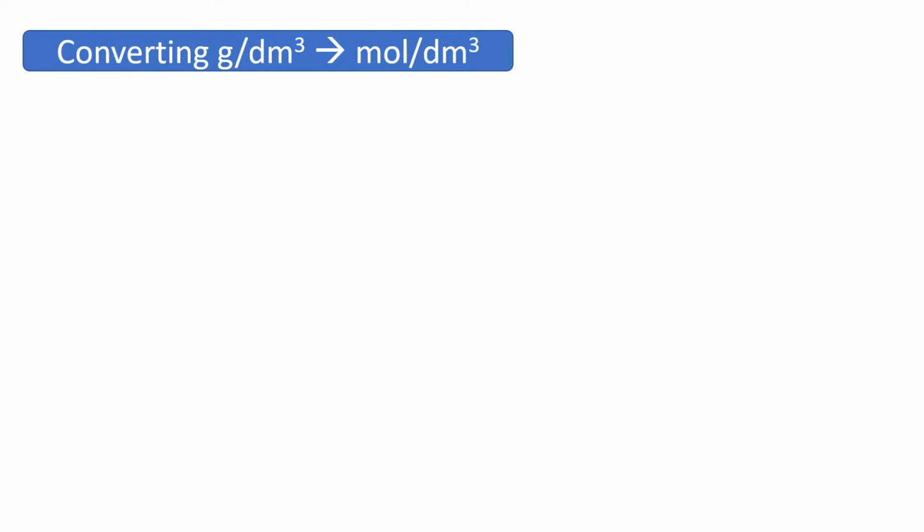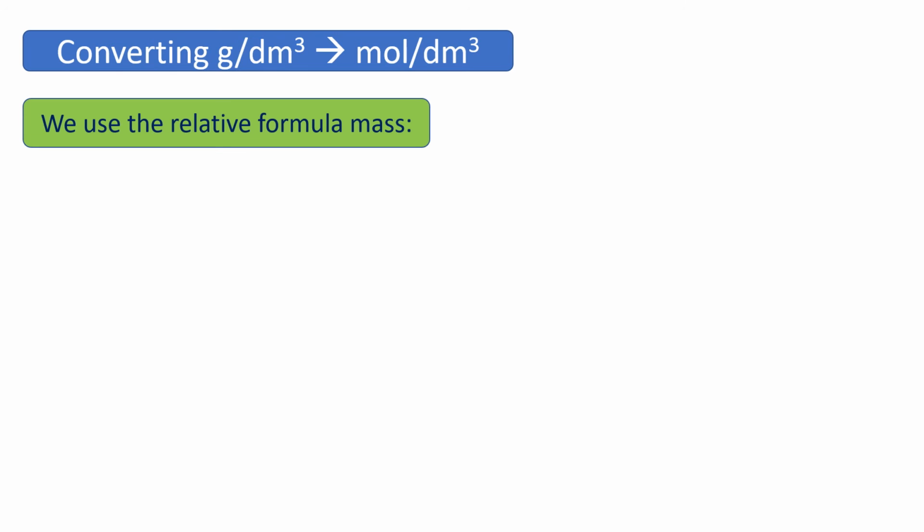So the way they're going to challenge you on the concentration is twofold. First of all, you've got the two equations which are very similar, and deciding which one you're going to use. And second of all, converting the grams per decimeter cubed into the moles per decimeter cubed. Now that's not part of that same equation. You need to use something else for this. And what you need to use is the relative formula mass.